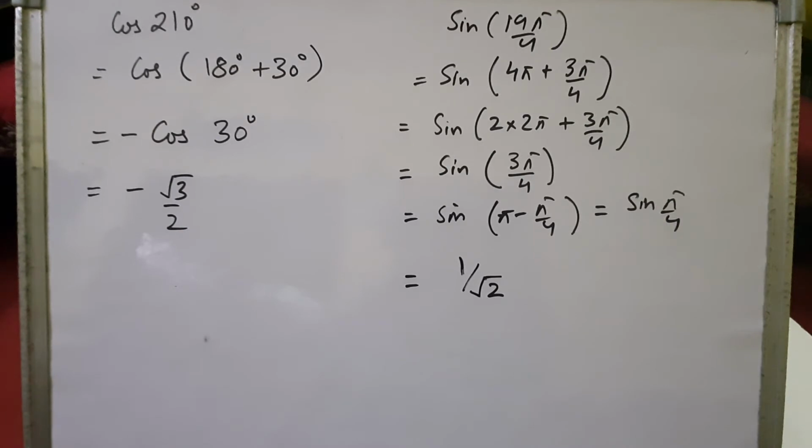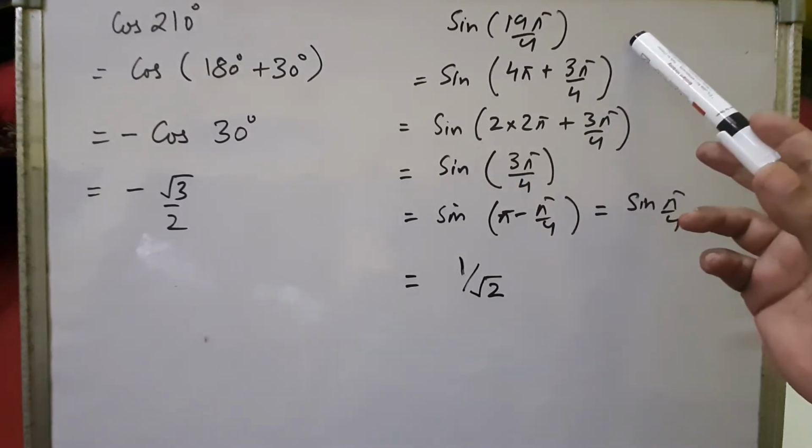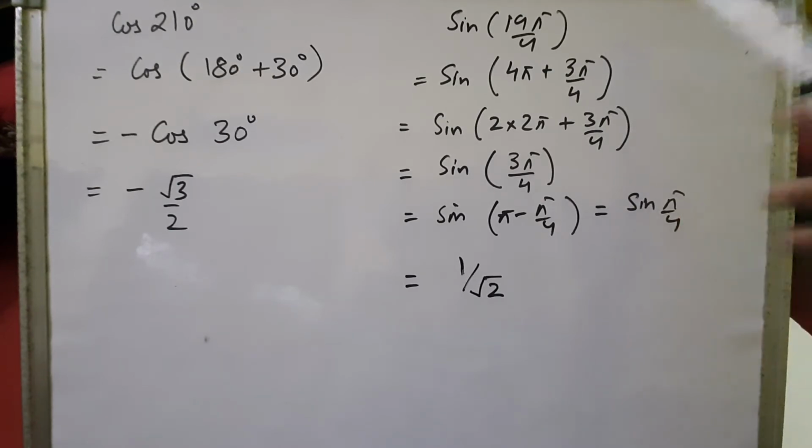Understood, children? Let's see another sum. In this sum, we have to calculate the value of sine 19 pi by 4. Now, I have to convert this into a smaller angle. 19 pi by 4 can be written as 4 pi plus 3 pi by 4.